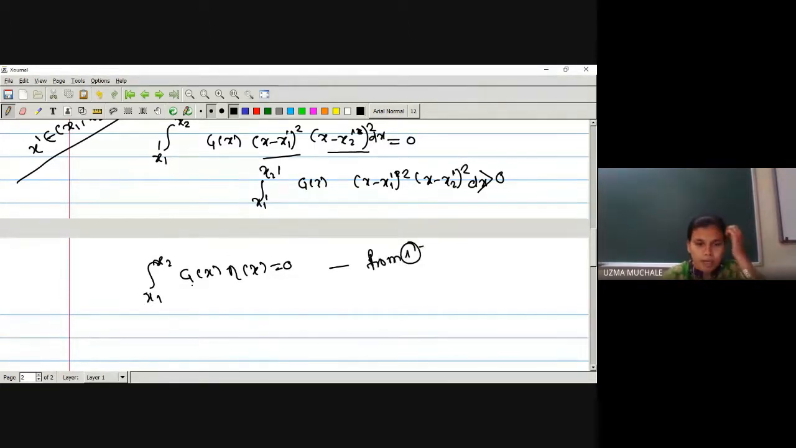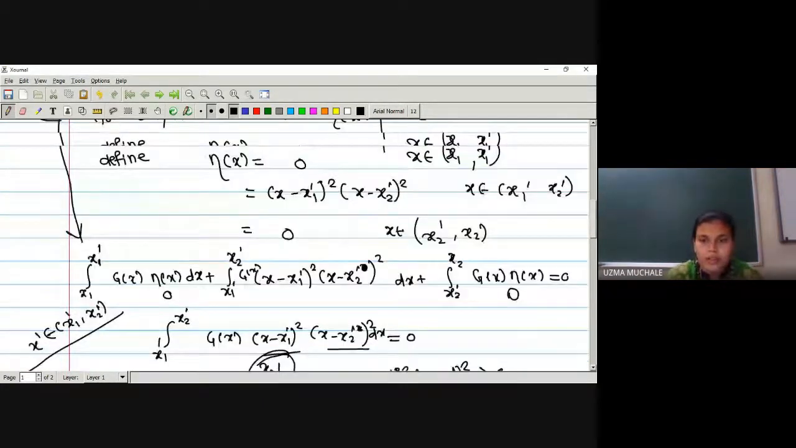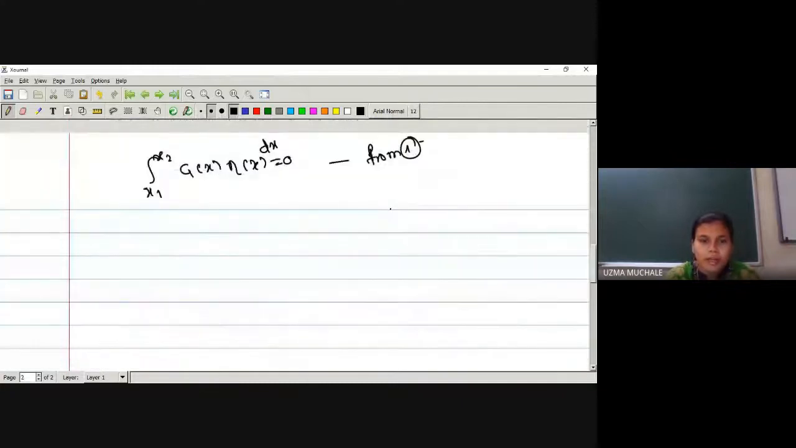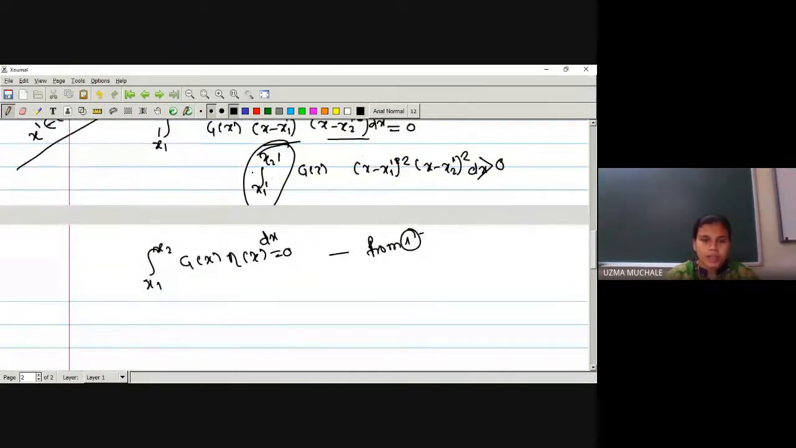We are provided that the value of the integration of g of x eta of x dx is equal to 0. But here we are getting that in the interval x1 dash to x2 dash it is greater than 0. This is not possible. When the value of the integration in the whole interval is equal to 0, we are now saying that in the interval x1 dash to x2 dash the value of integration is greater than 0, which is not possible because it contradicts our given things. The contradiction arises in the value of the integration in the interval x1 dash to x2 dash.